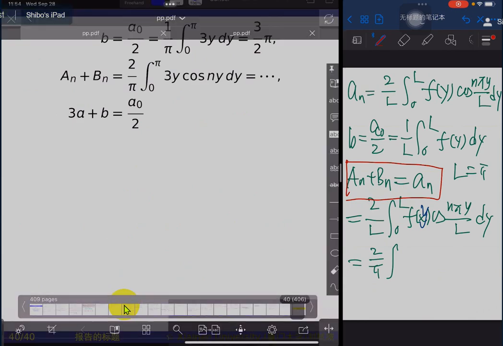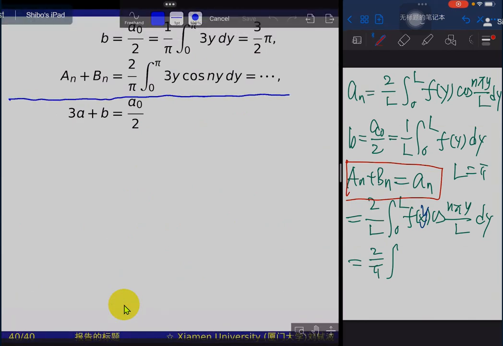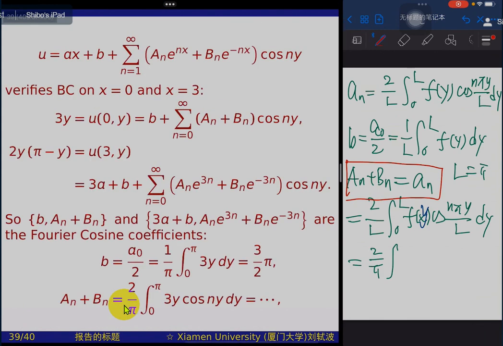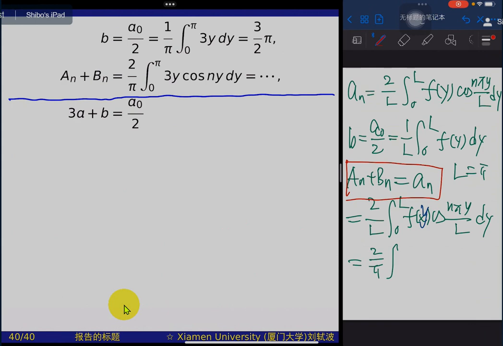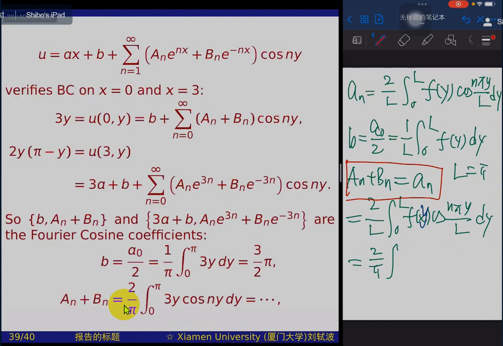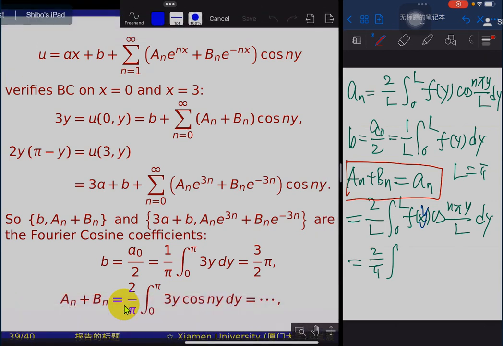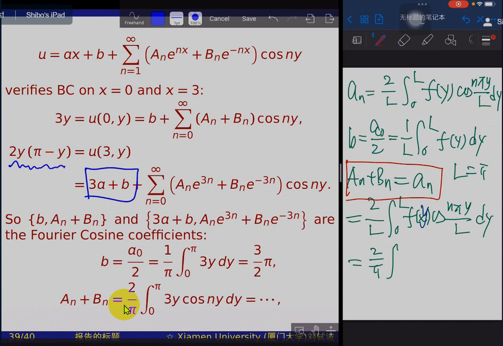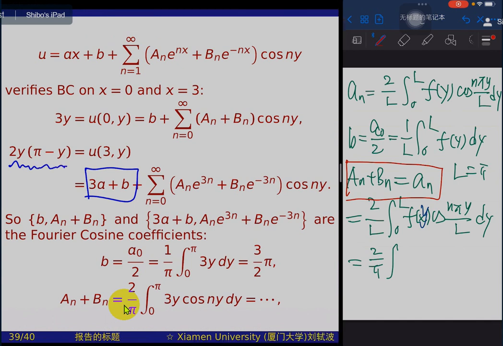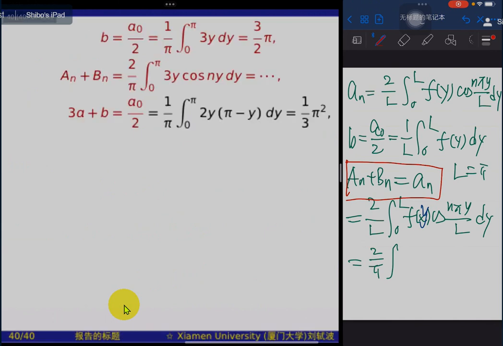Now next, above this line is the result I copied from the bottom of the previous page, so that we can use it later. But the 3a plus b is the zeroth coefficient of the Fourier cosine expansion of 2y(pi minus y). Therefore, 3a plus b should be half of a zero, which is, as before, 1 over pi, integral from 0 to pi, of 2y(pi minus y), okay? And this integral is easy to evaluate, okay?